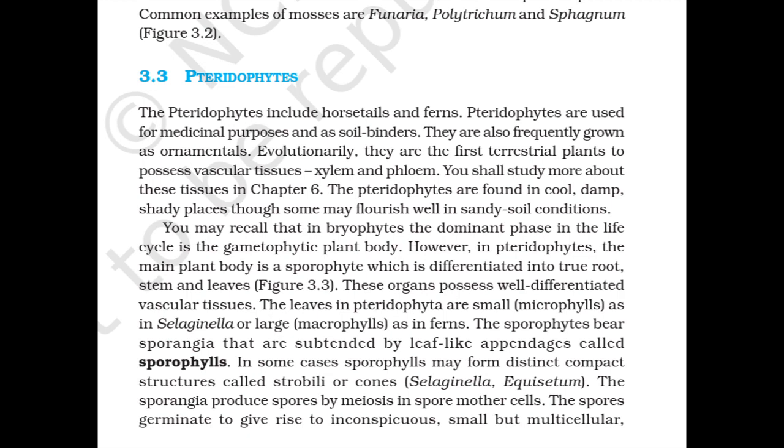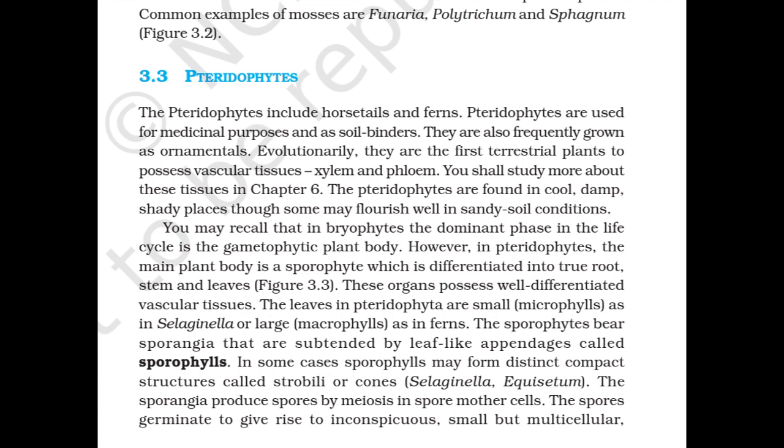The pteridophytes are found in cool, damp, shady places though some flourish well in sandy soil conditions. You may recall that in bryophytes, the dominant phase in the life cycle is the gametophytic plant body. However, in pteridophytes, the main plant body is a sporophyte, which is differentiated into true roots, stem, and leaves. These organs possess well-differentiated vascular tissues. The leaves in pteridophytes are small, as in Selaginella, or large, as in ferns.